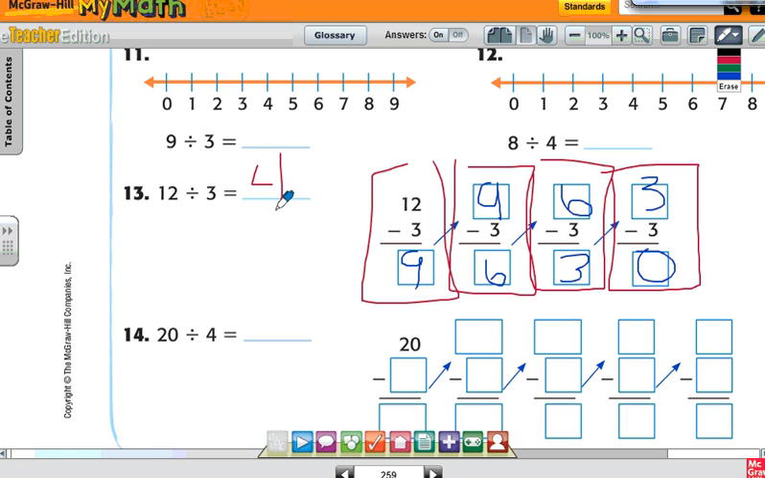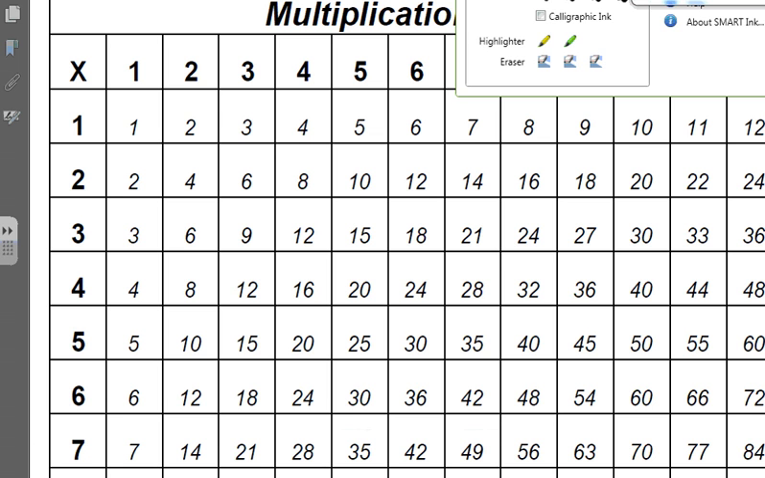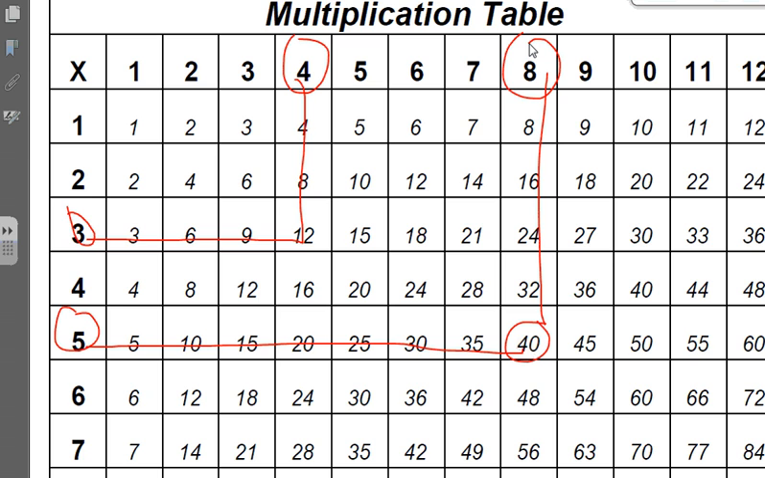Another way to do this, if I have a multiplication chart and I have 12 divided by 3, I'm going to go to my chart. I'm going to go to 3. I'm going to go all the way across to 12, and I go straight up. What's the number at the top? 4. If I have 40 divided by 5, I'm going to go to 5 right here, go all the way across to 40, and then go straight up. So what's 40 divided by 5? 8.